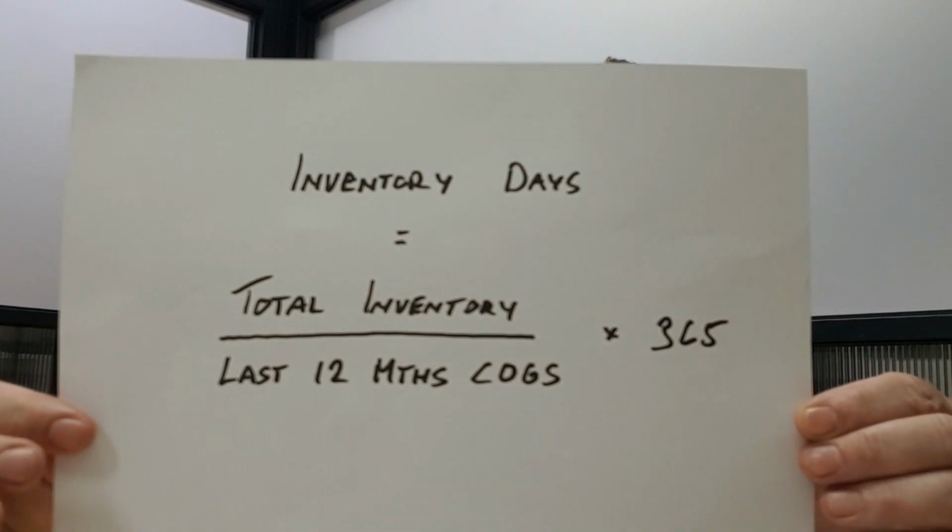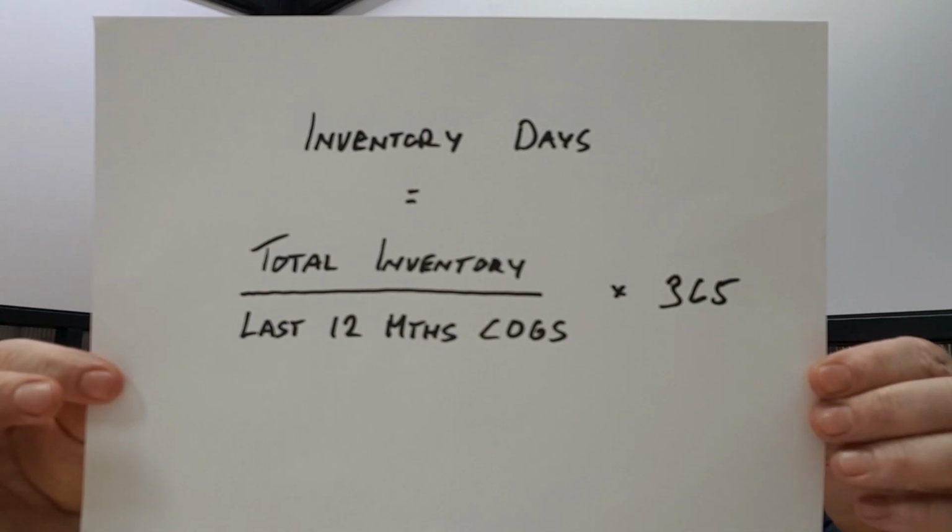All right, if you're a manufacturer, a retailer, or a wholesaler, then inventory is probably the largest asset on your balance sheet. So being able to manage it ensures you don't tie up excessive amounts of capital, excessive amounts of cash in your inventory. And the basics, the way you begin to manage your inventory is to do this calculation every month.